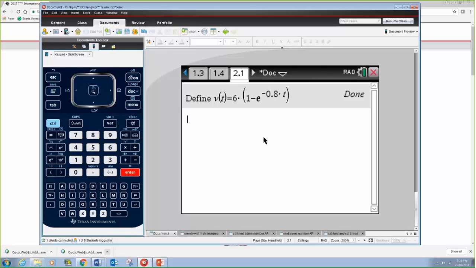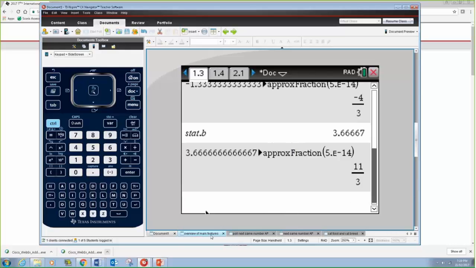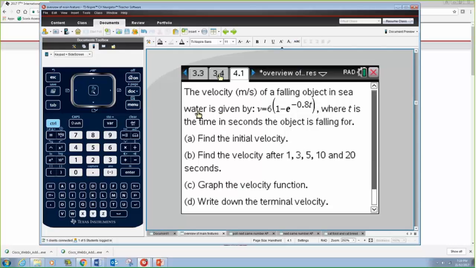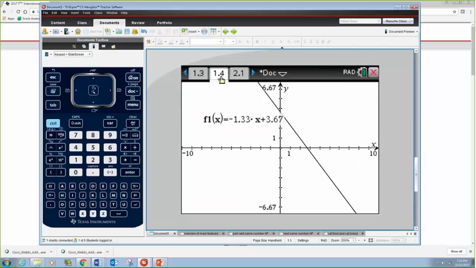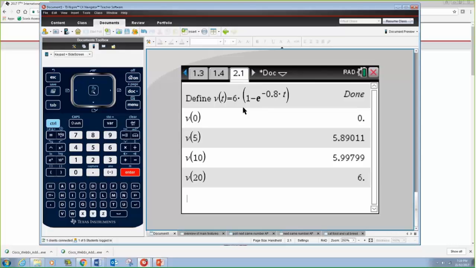So the advantage of defining the function, of course, is that I can now find v(0) and it appears bold, and as it asks to find v at different values, and that was in the other document here. So let's see what happens if we actually go v(5), then we can go v(10), and then we go v(20). So you might ask students, is it really 6? Or not quite. It is approaching 6, but it's not quite 6. So that's the idea of the terminal velocity, and that's the way to introduce it to the students.